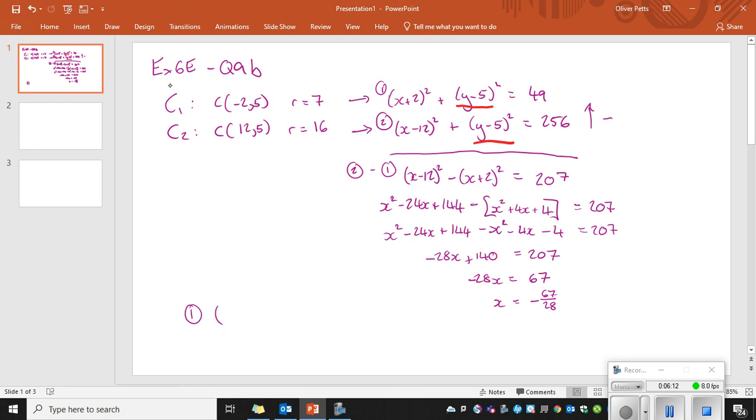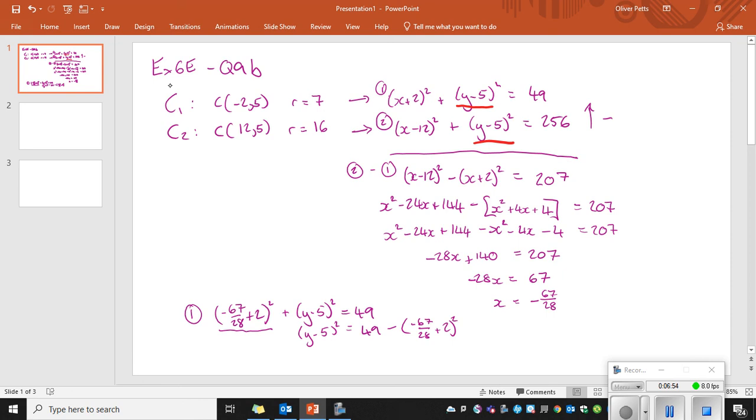So instead of x plus 2, we're going to have negative 67 over 28 plus 2, all squared, plus y minus 5 all squared is equal to 49. Now, this is going to give us a bit of an evil number inside there. I'm just going to leave it like that for now and rearrange to get y minus 5 squared on its own. So y minus 5 squared is equal to 49 minus that set of brackets of minus 67 over 28 plus 2 all squared.